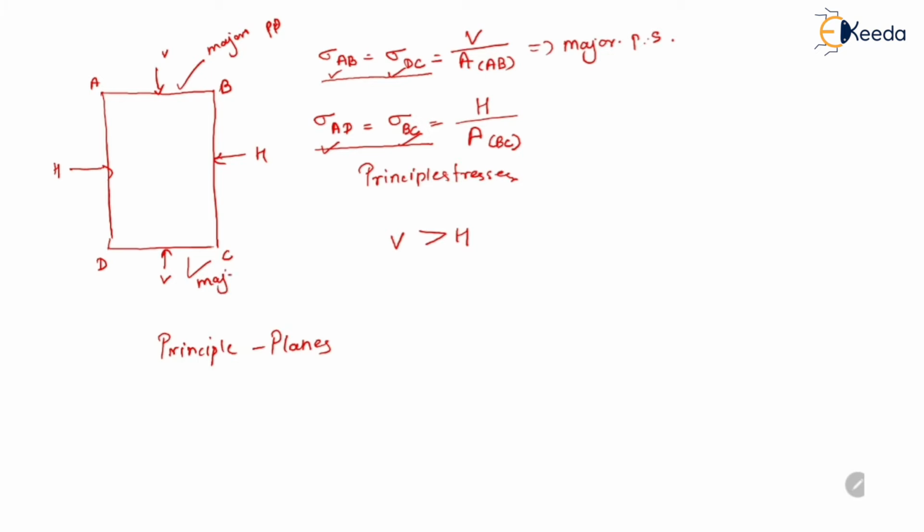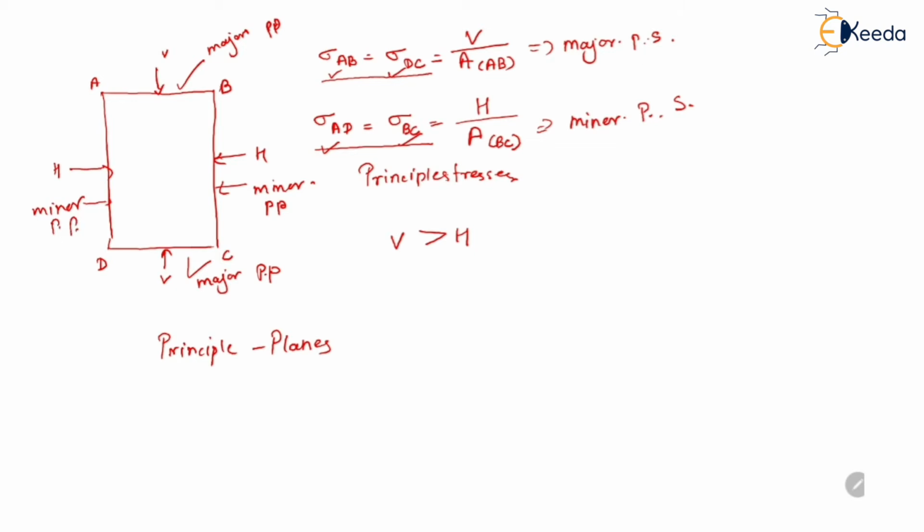And sigma AD and sigma BC are comparatively smaller. That's why they will be called minor principal stresses, and these planes will be called minor principal planes.